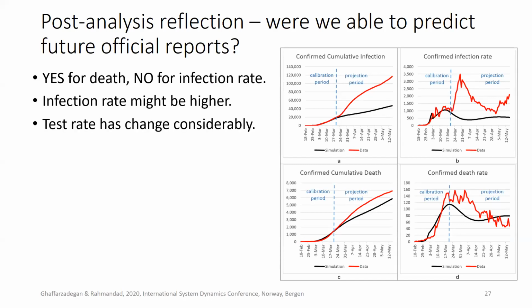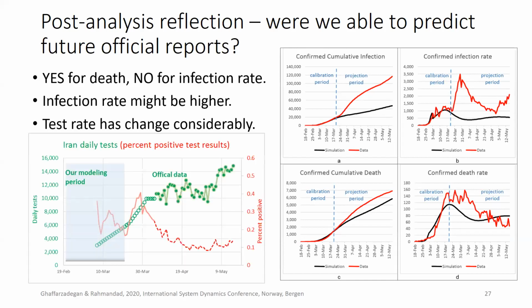And looking back at what happened, we see that the test rate in Iran changed so much that our model wasn't able to capture that. So one of the lessons that we learned was that the testing side of the model, the formulation for that, can further improve to endogenously replicate government response to all these situations and pressures to improve testing capacity.